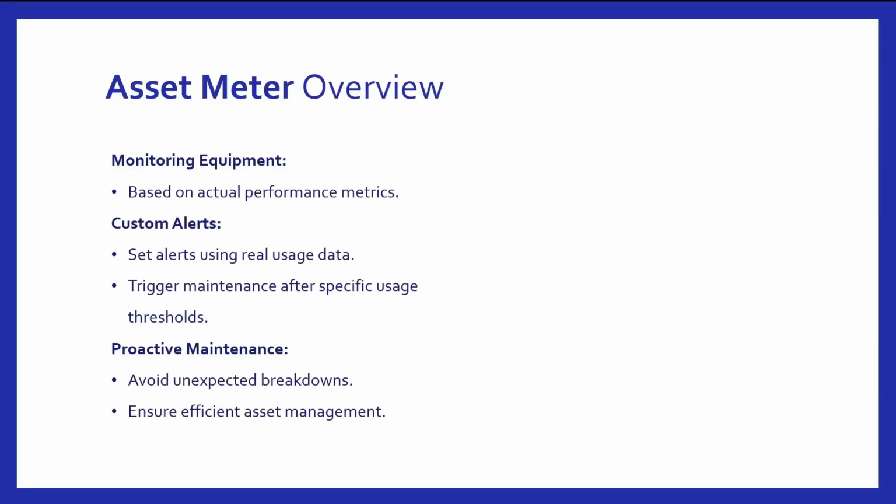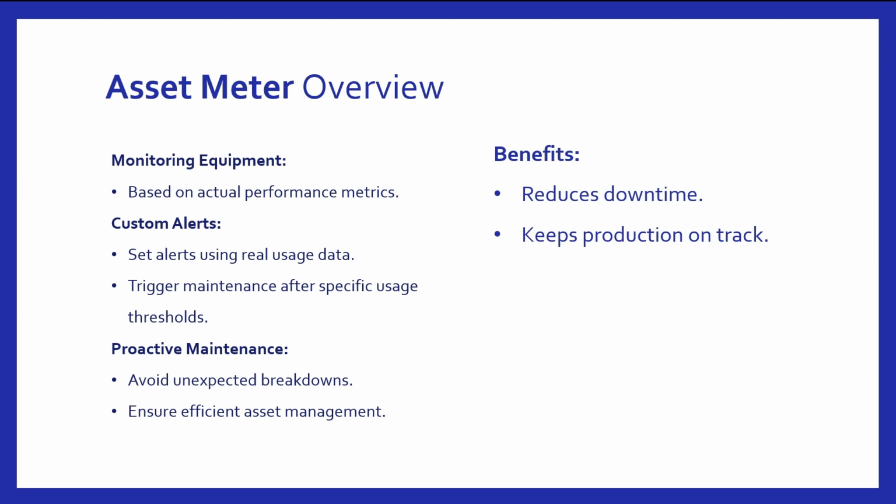So let's go through what asset meter is first. The asset meter feature is all about monitoring your equipment based on actual performance metrics instead of following a fixed maintenance schedule. Asset meter allows you to set alerts based on real usage data. For instance, you can set a meter to trigger maintenance after a machine has run for a specific number of hours. This proactive approach helps in avoiding unexpected breakdowns and ensures efficient asset management, ultimately reducing downtime and keeping your production on track.